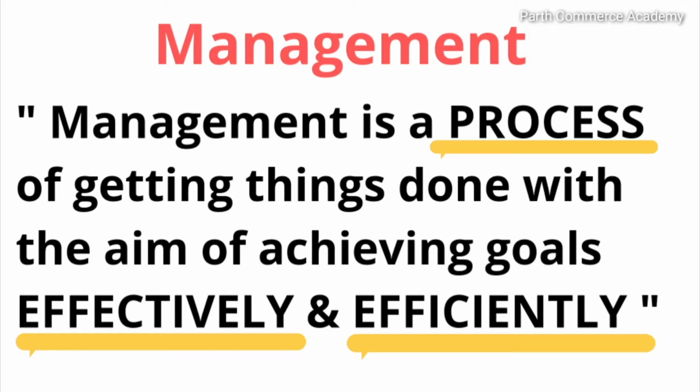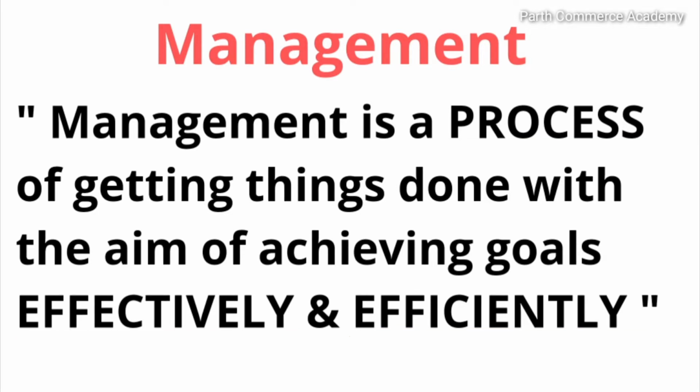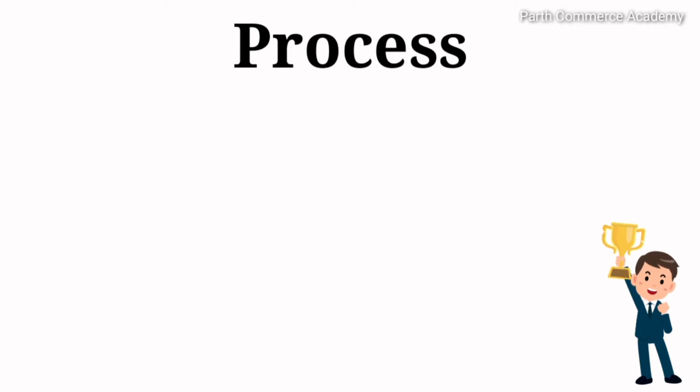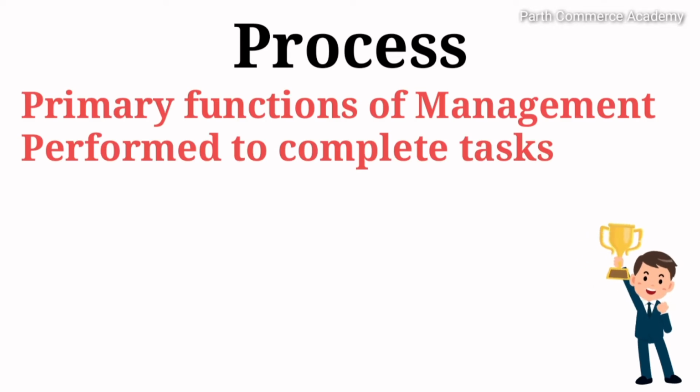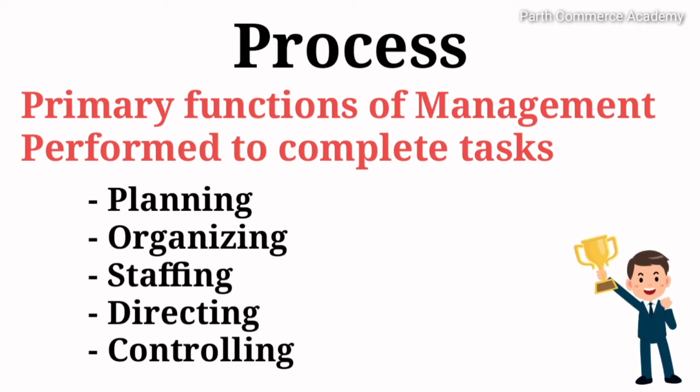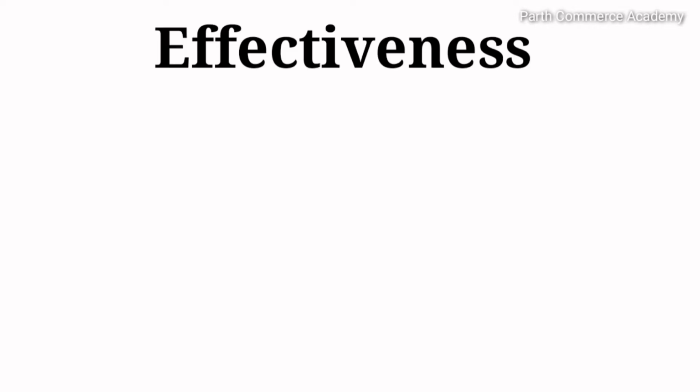Here, three words are important. The first word is process. The process means the primary functions of management that management performs to get things done or to complete the task, and it includes planning, organizing, staffing, directing, and controlling. About all this, you will learn in coming chapters.